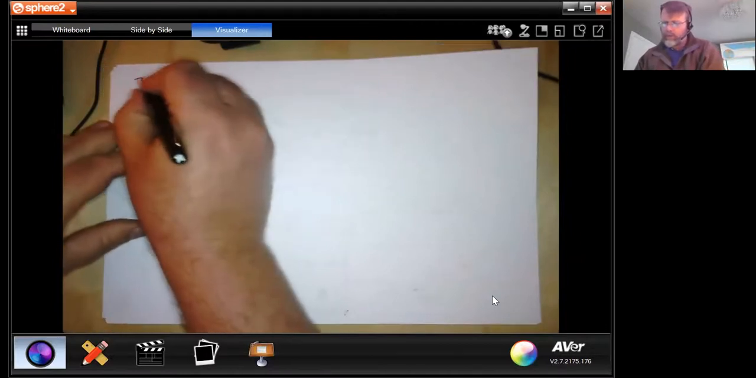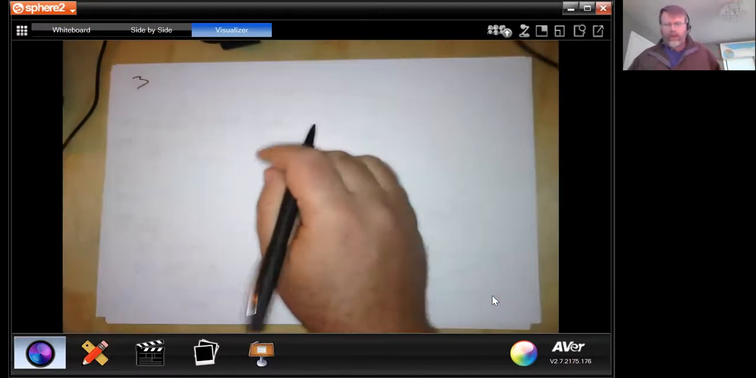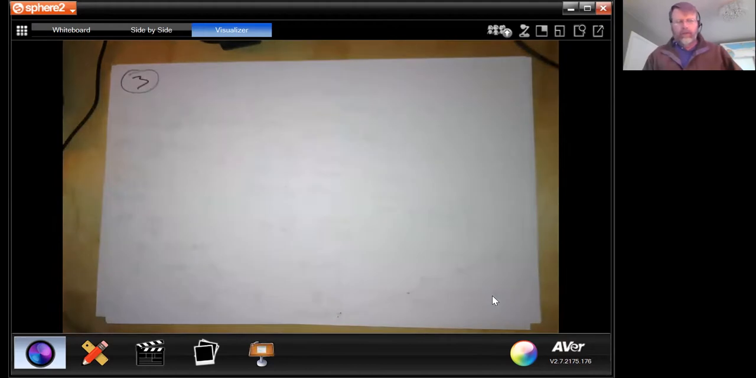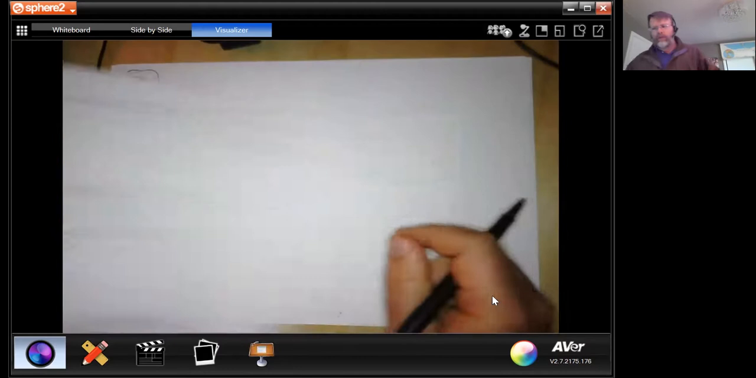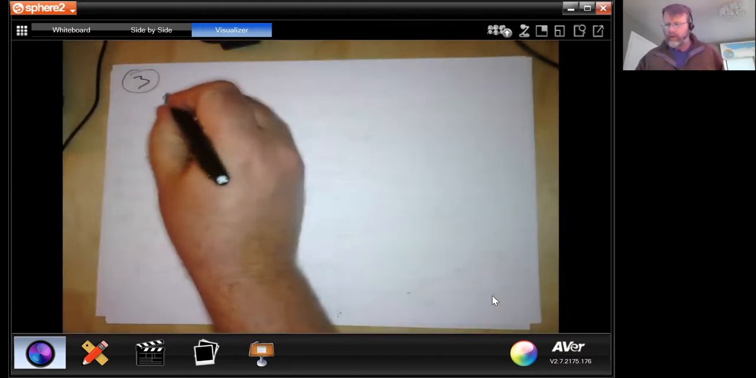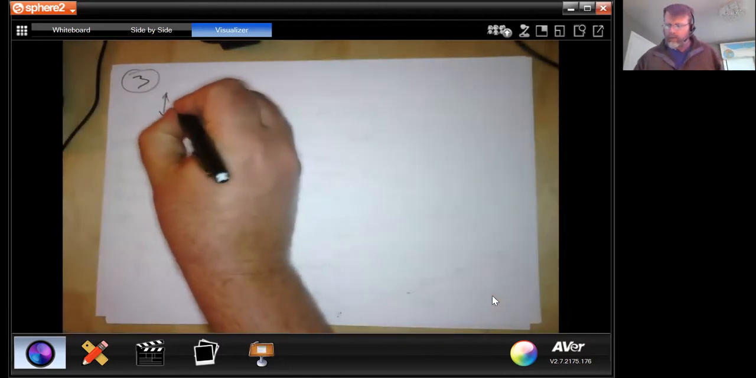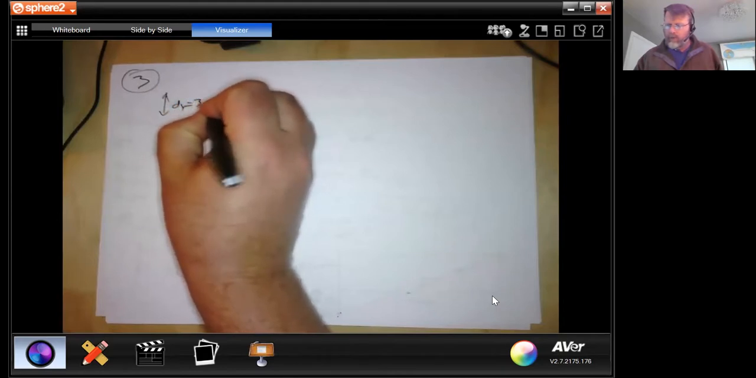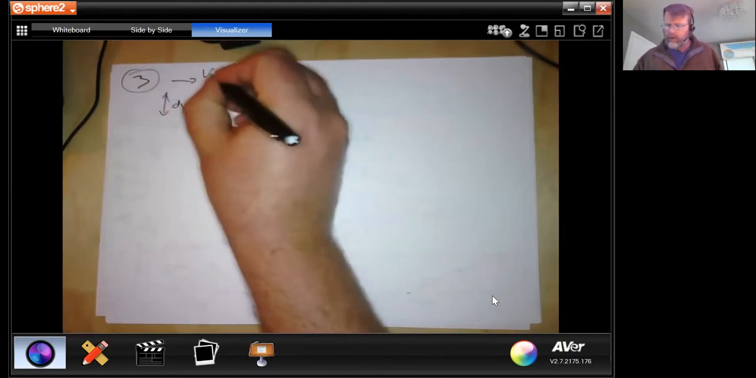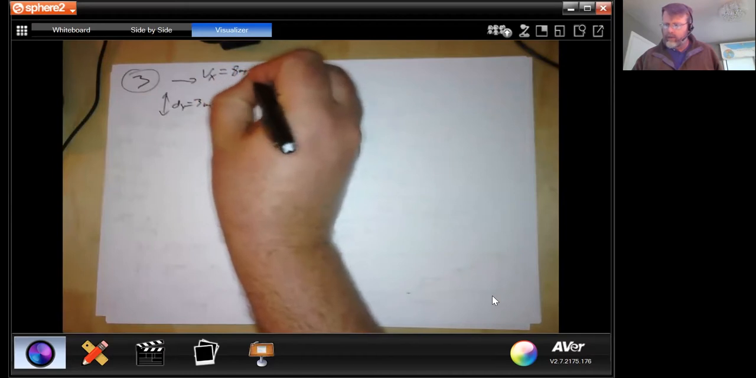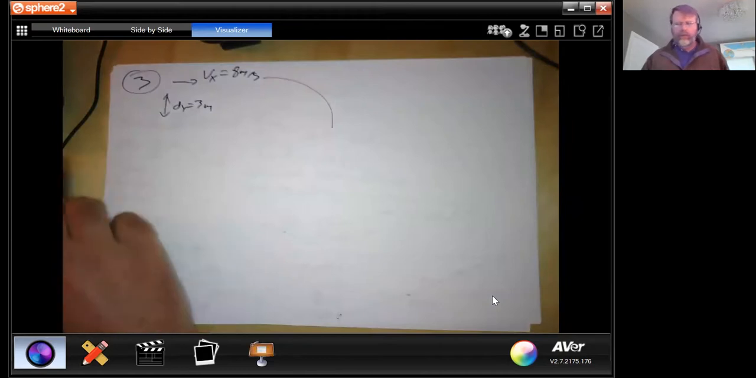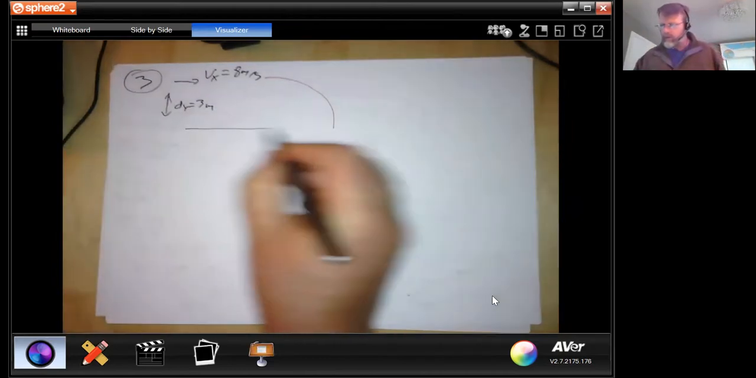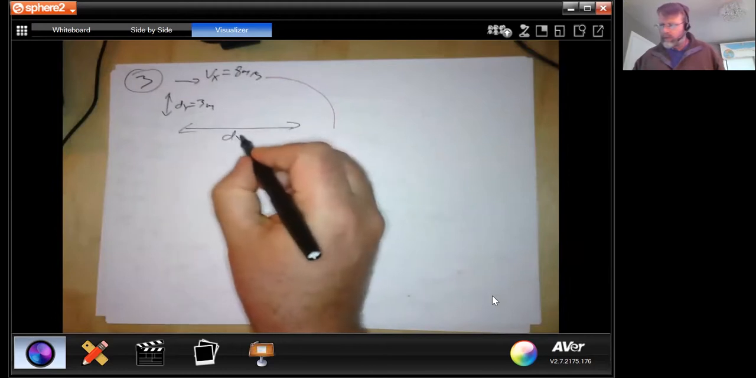Number 3. Okay, number 3 was launching something off of the cliff here. So here we have v of x equals 8 meters per second. Remember, this is parabolic motion, it is not a triangle. And we're trying to solve for d of x.